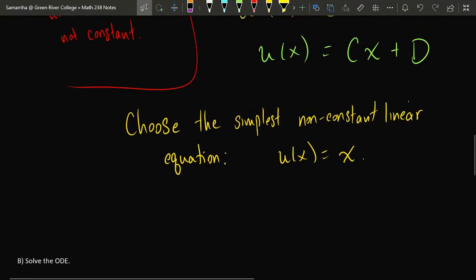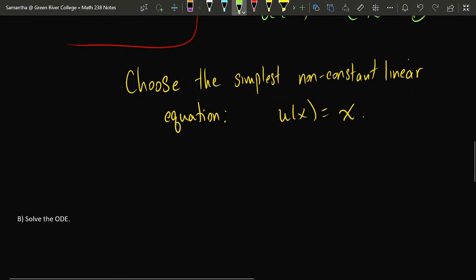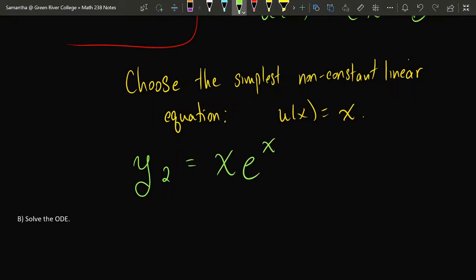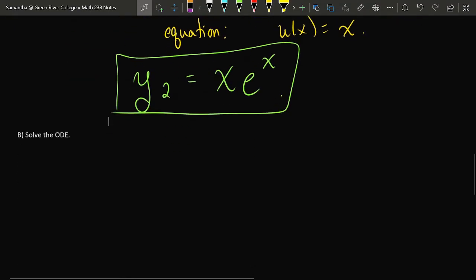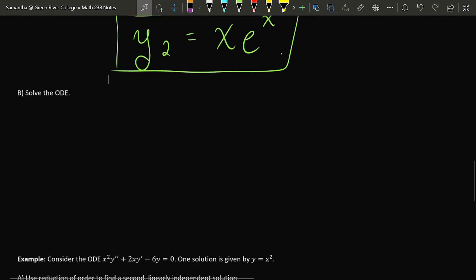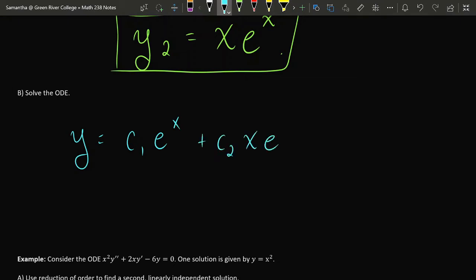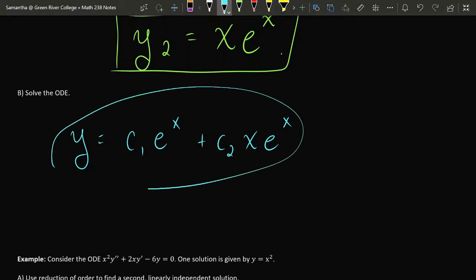So if u of x is equal to x, then that implies that my second solution, linearly independent from the first, is x times e to the x. Now that I have found two linearly independent solutions to the second order differential equation, I can solve the differential equation. I can describe all possible solutions. All possible solutions must have the form a number times the original solution plus a number times the second linearly independent solution that we found. All solutions to the ODE have this form.